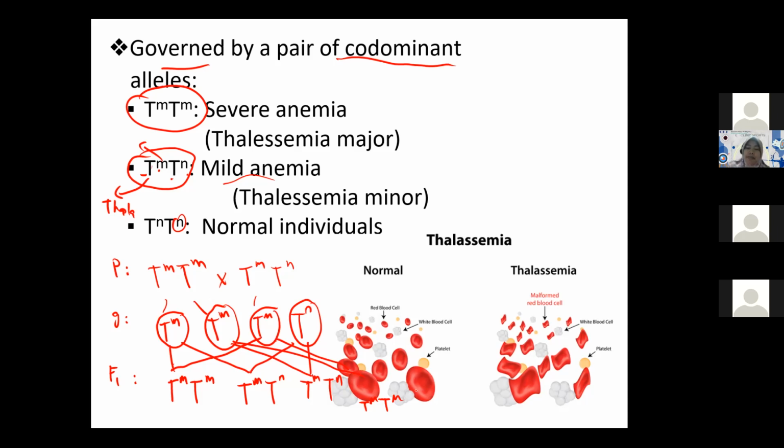Okay, faham? Look at here. The normal person, you can see they have a normal shape of red blood cell and a normal amount of oxygen carried by the hemoglobin. But for a thalassemia person, you can see they have malformed red blood cells, which affects the amount of oxygen carried by the hemoglobin.